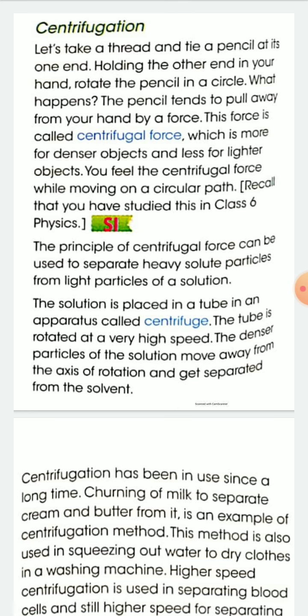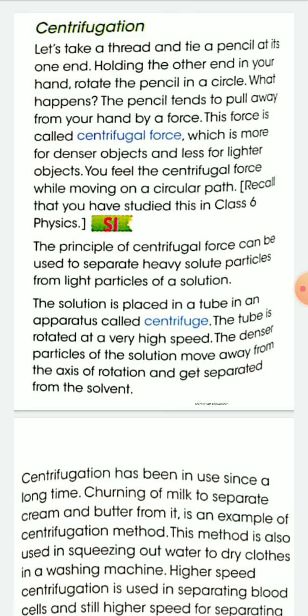Okay, before I start, I want to mention one thing. When I taught you the first chapter, I had not given the exercise questions and answers of the first chapter. Today I'll give the first chapter exercise questions and answers. Okay, so let's start the topic.